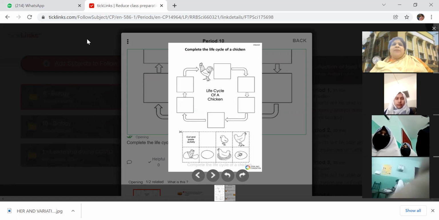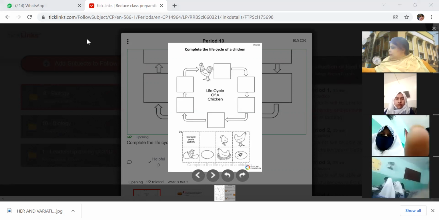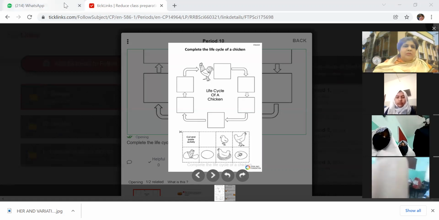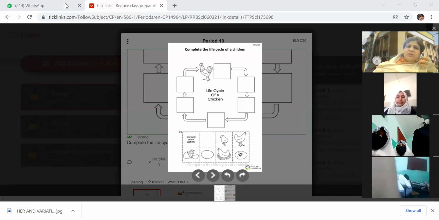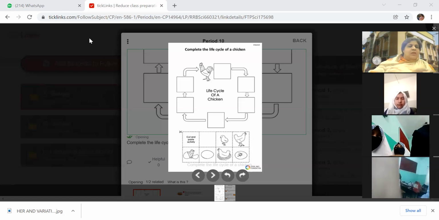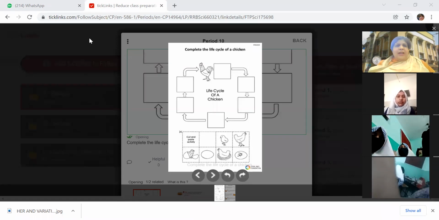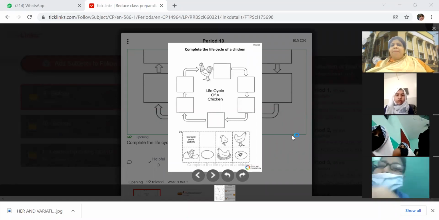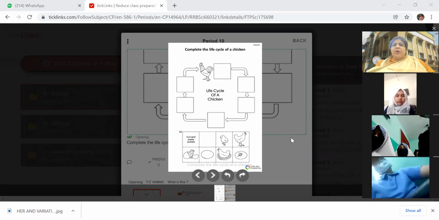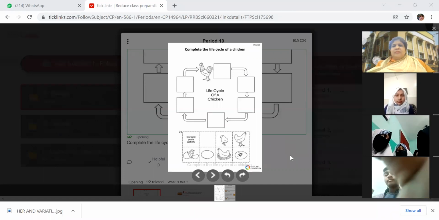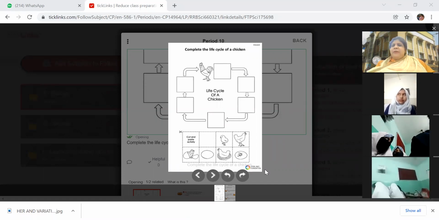And then what should be the next picture? Egg, ma'am. After fertilization, do you get egg immediately? What will happen first? Which picture should come now? Which picture should come now?